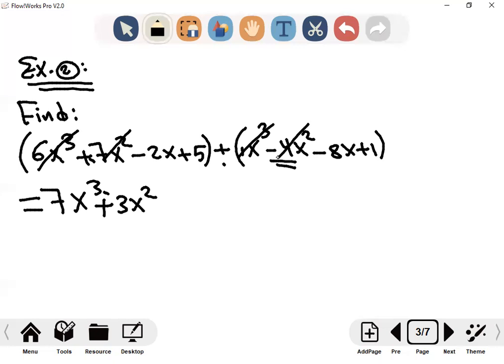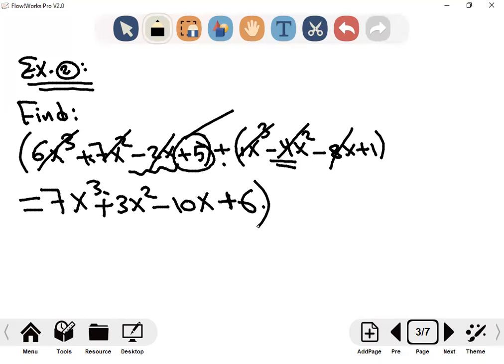It's important. Now minus 2x. Don't say 2x. It is minus 2. Minus 2. Minus 8. Negative 10. x. Cross the x's. 5 plus 1 plus 6. This is the resulting polynomial.